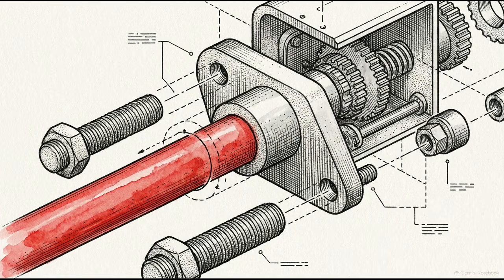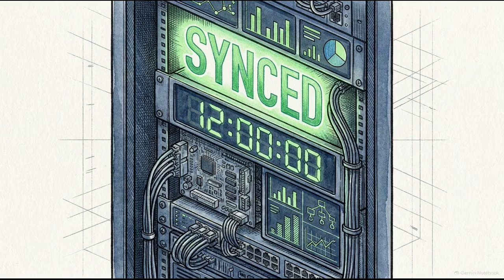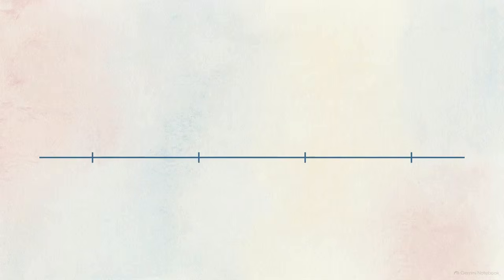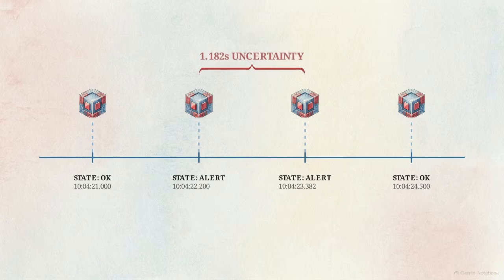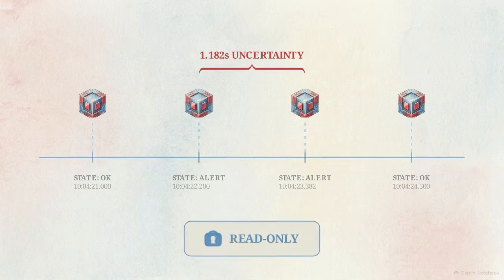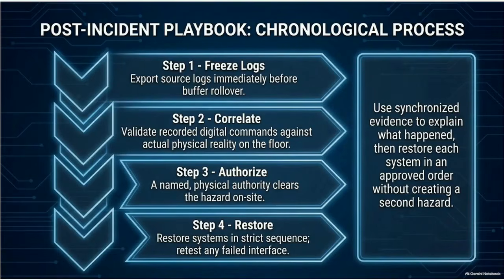Once the network eventually recovers, operators must immediately manage chronological drift to re-establish an accurate forensic timeline. While a calculated chronological uncertainty of 1.182 seconds is mathematically tolerated, original source timestamps are preserved. The system never silently rewrites time records to cover gaps. This graphic displays the four-step chronological process required by the post-incident playbook to properly investigate and restore the facility.